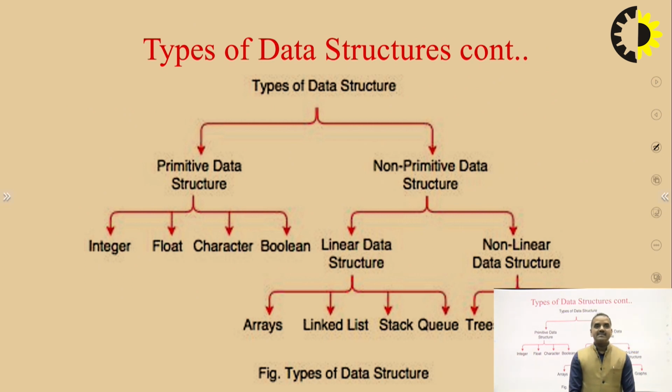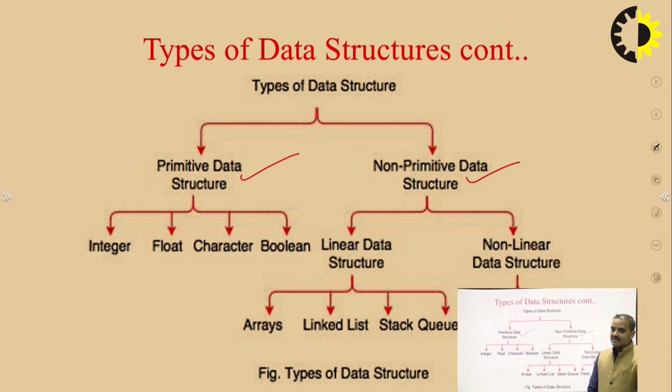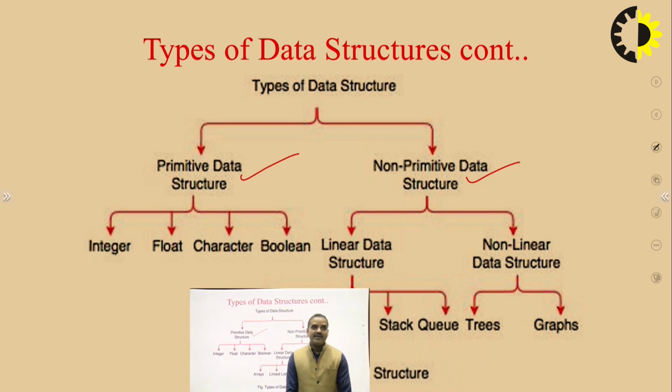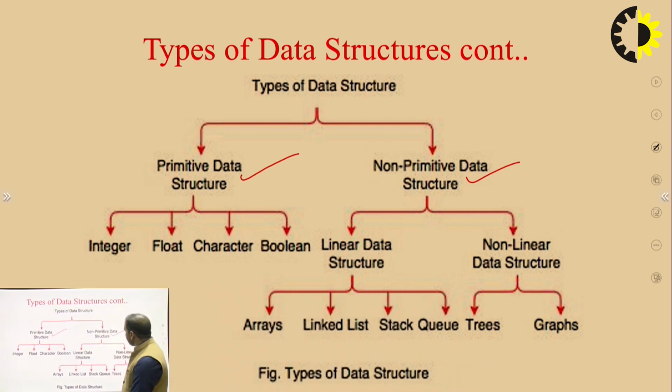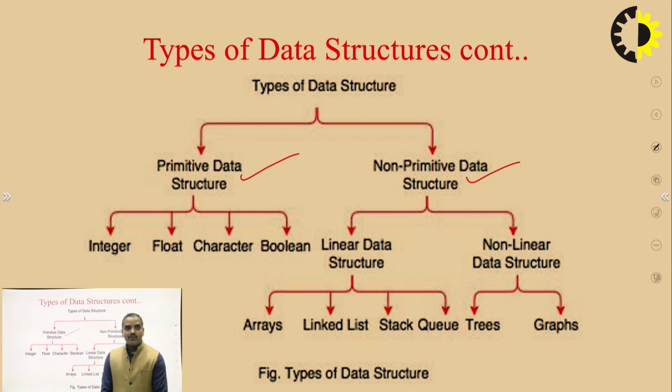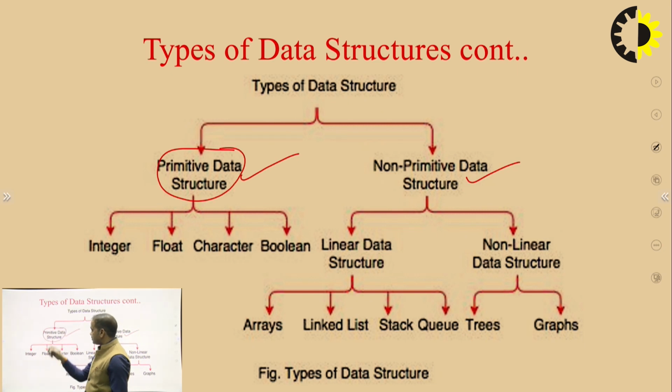This is a basic chart in which we show the basic classification of data structure. Firstly, the data structure is divided into two parts. The first one is primitive data structure and the second one is non-primitive data structure. Primitive data structures are those which are predefined in your compiler, whereas a non-primitive data structure is one which is constructed or implemented by using primitive data structures.